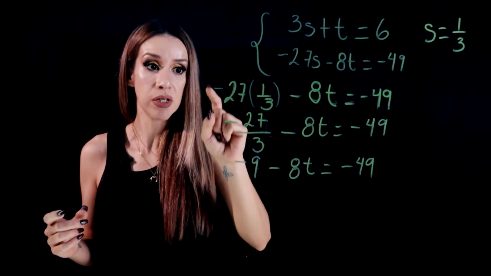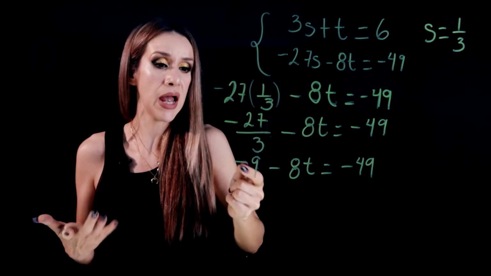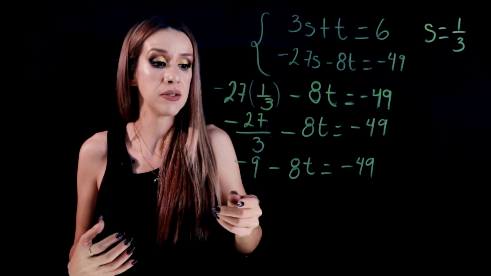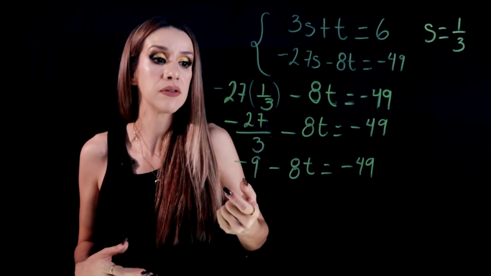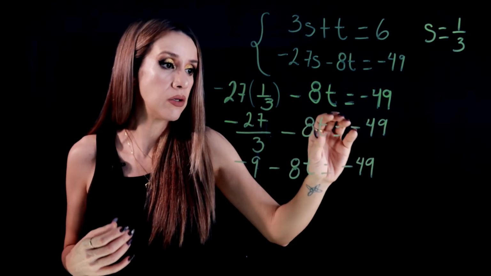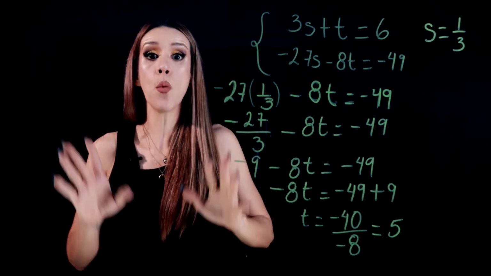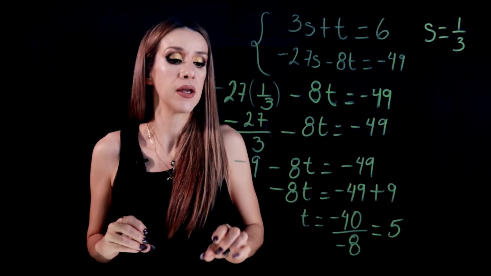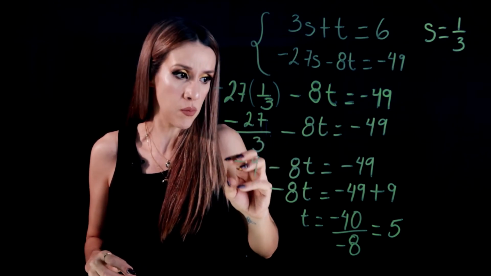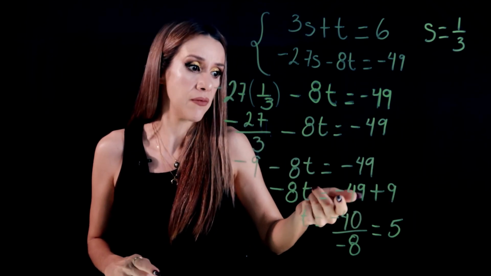Okay, guys, the result of this operation, negative 27 multiplied by 1/3, is the same as negative 27/3. This can be simplified as negative 9 because that's the result of this division. And I'm not working with this part yet, so I'm just going to copy it to the next step of the process. We're almost there, okay? So this 9 is subtracting in this side of the equation, so when I move it to the right side, it's going to pass adding to this negative 49.